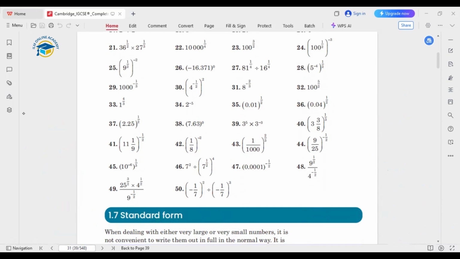So I'm just going to pick up some questions that might be difficult, or some confusions you might have. The rest you can try yourself, because the questions are quite easy. You just need to keep the rules in your mind, and then they will be easier.